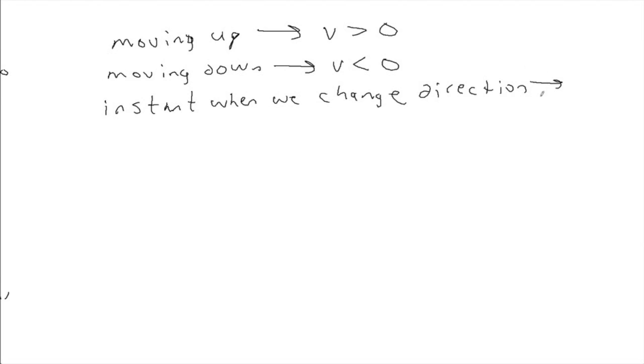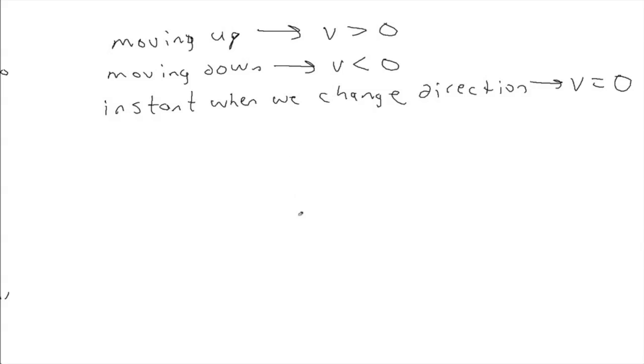What could you say mathematically about the instant when you change direction? That is when V of t equals 0. Good. Can you see why? While you're moving up, V is positive. While you're moving down, V is negative. When you're shifting from positive to negative, you have to pass through 0. So V equals 0 at the instant when you change direction.